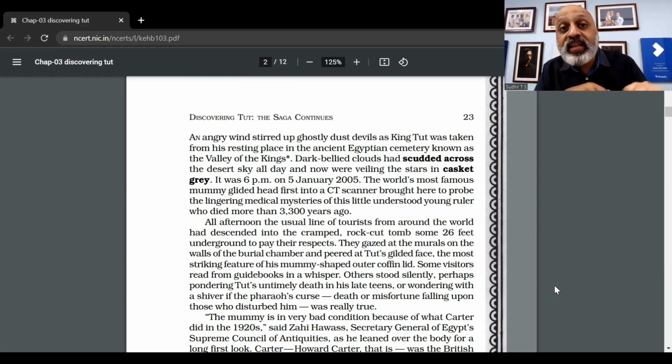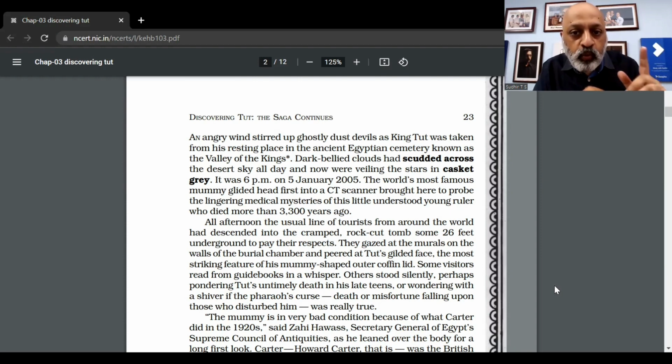The stars are like the jewels kept in the casket. Okay. So the casket gray is again a very gloomy, negative kind of color. Okay. It was 6 p.m. on the 5th of January 2005. Is date ko yaad rakhiyega.